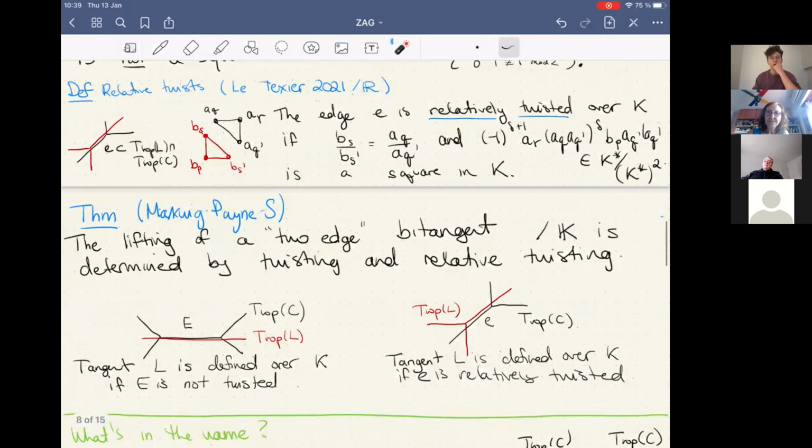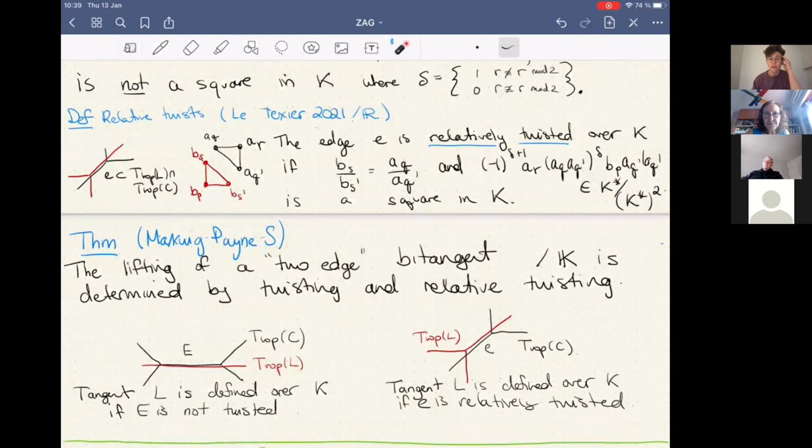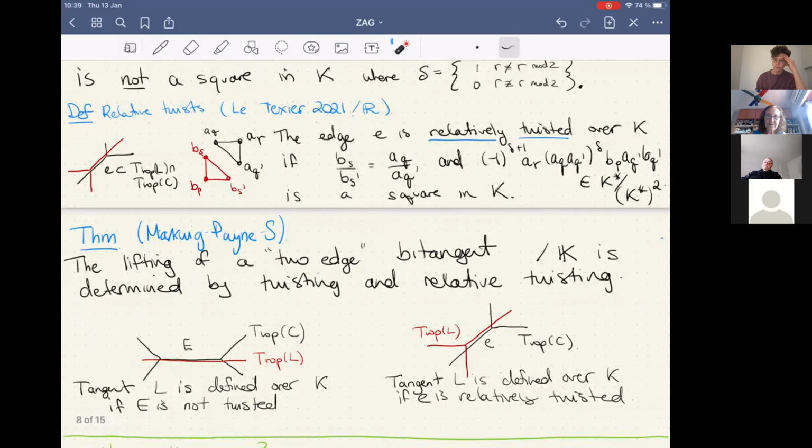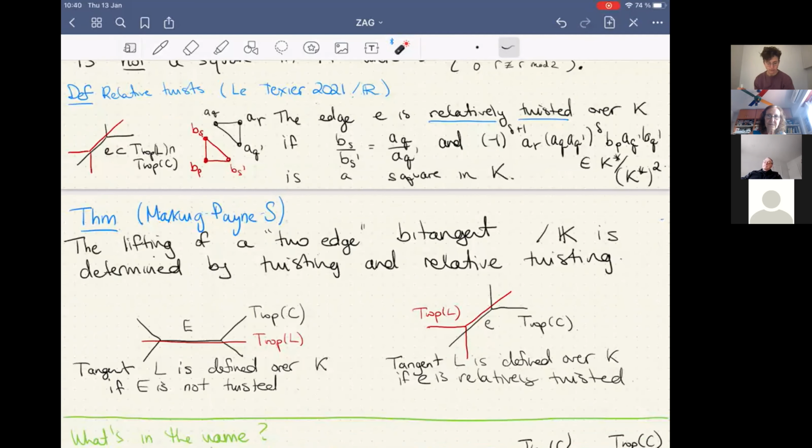So one of our theorems helps us determine the lifting over fields of these bitangents, so whether a bitangency class gives us 0 or 4 lifts over a non-algebraically closed field, especially in the case of these so-called two-edge bitangencies. So that's when you have a tropical line intersecting your curve, and each of the two connected components of multiplicity 2 happen to be segments. So we can completely determine whether it lifts over a non-algebraically closed field by the twisting and relative twisting.